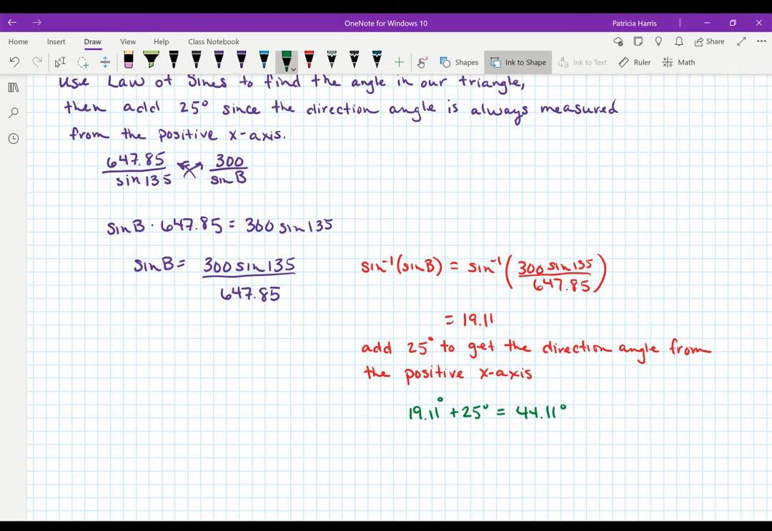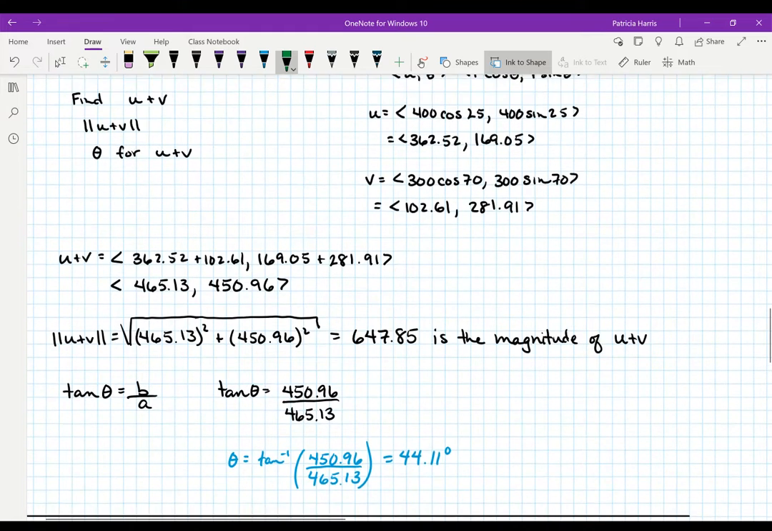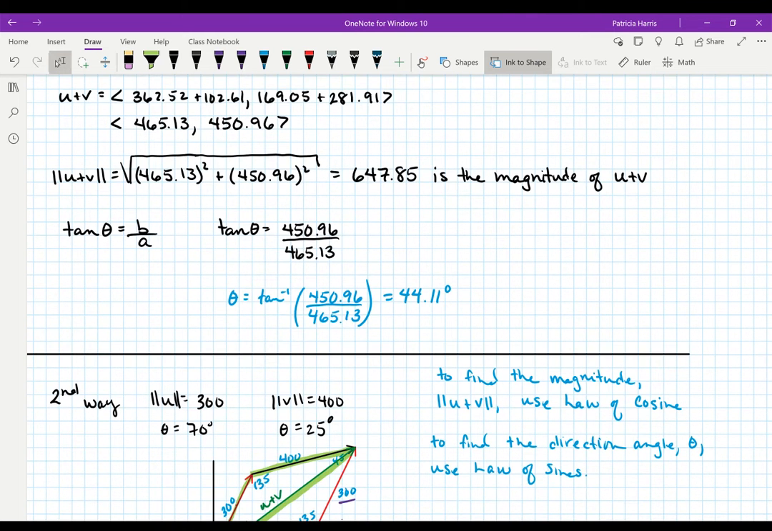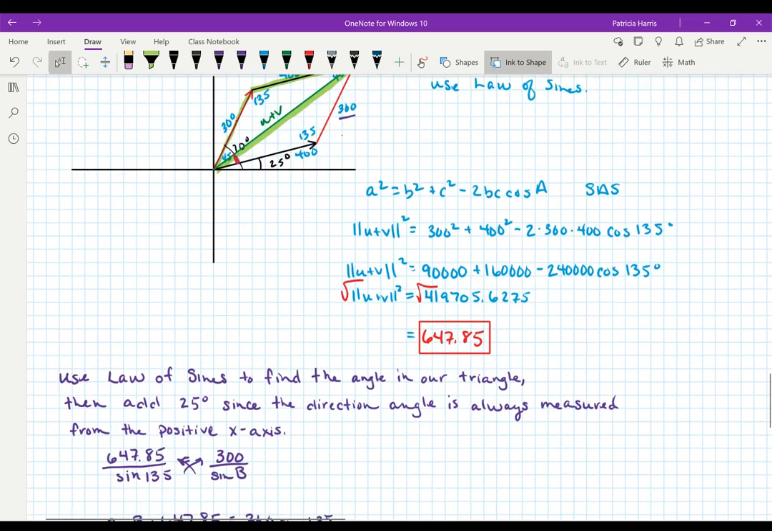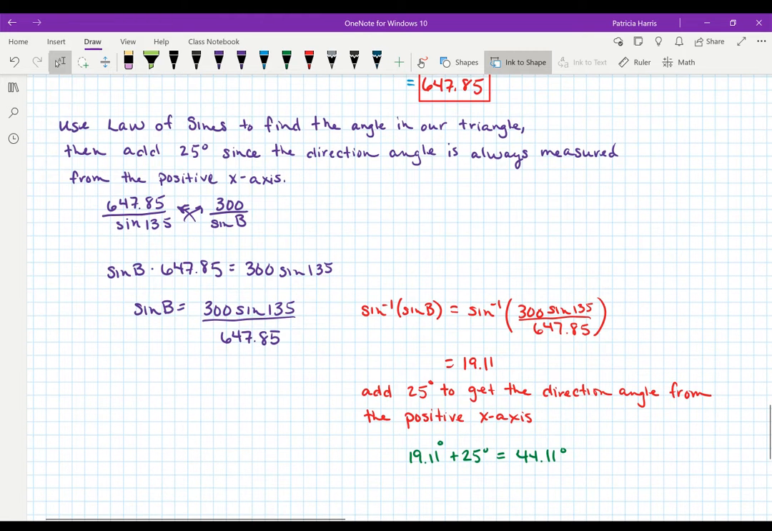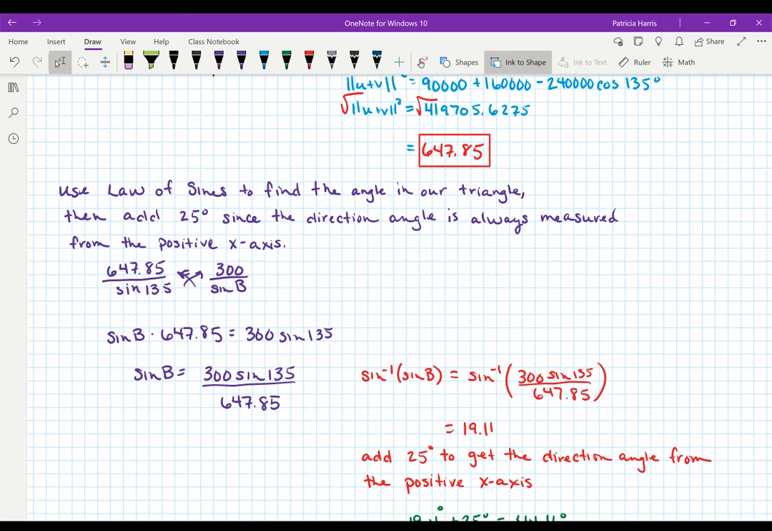Okay, so now we've done the same problem in two different ways. The first way, in the last video, we did it in polar. So we converted it to polar, and we got 64785 as our magnitude. We found our direction angle as 44.11. Then we did it with the law of sines and then cosines, and we got the exact same thing. So what you need to do is decide how you would like to do this problem based on the given information.